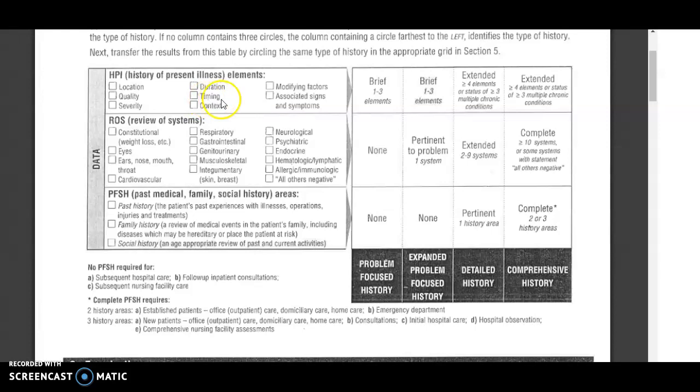Duration is the next one. This is since 8 p.m. last night. And then associated signs and symptoms are going to be cramping. And then the context, okay, that is going to be renal failure. So keep in mind, I have extended right here circled.